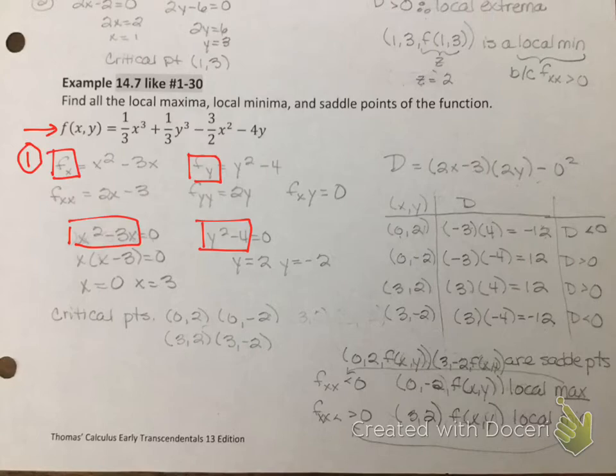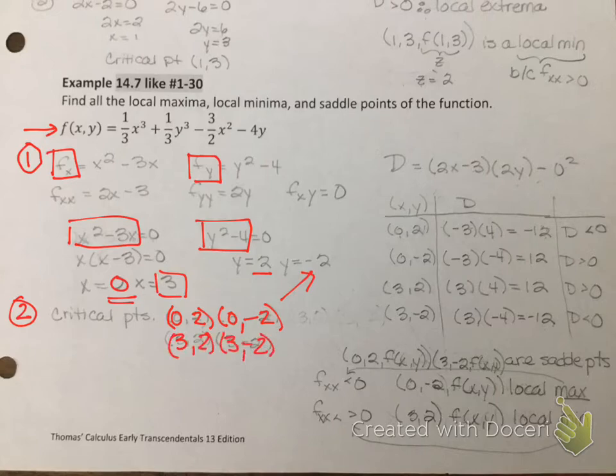Here's what I mean by permutations from step 2. To find these critical points, I'm going to make an ordered pair with 0, 2, and then with 0, -2. Then I'm going to repeat the process with my 3. 3, positive 2 and 3, negative 2.